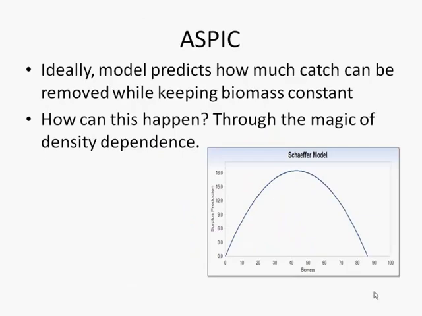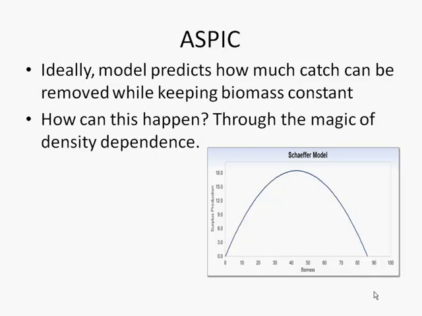All right, so the point of ASPIC is that ideally the model predicts how much catch can be removed while keeping the biomass constant. Now, how can that be? How can you take out catch and have the biomass be constant? Well, it's because of those processes on that previous slide, and also because of the magic of density dependence. And this sort of illustrates, this is a plot of biomass versus how productive the shrimp population is.